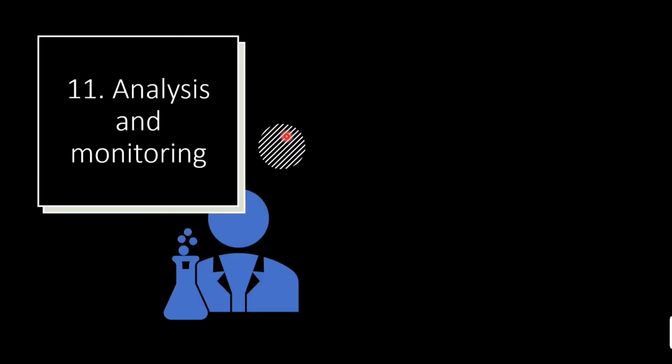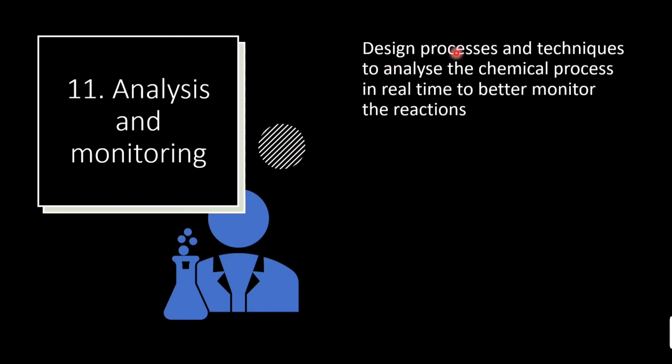Number 11 is analysis and monitoring. So we design processes and techniques to analyze the chemical process in real time. So when the chemical reaction is happening, we are analyzing it. So we're better monitoring our reaction. So what is the impact on green chemistry when we better analyze and monitor our chemical synthesis?